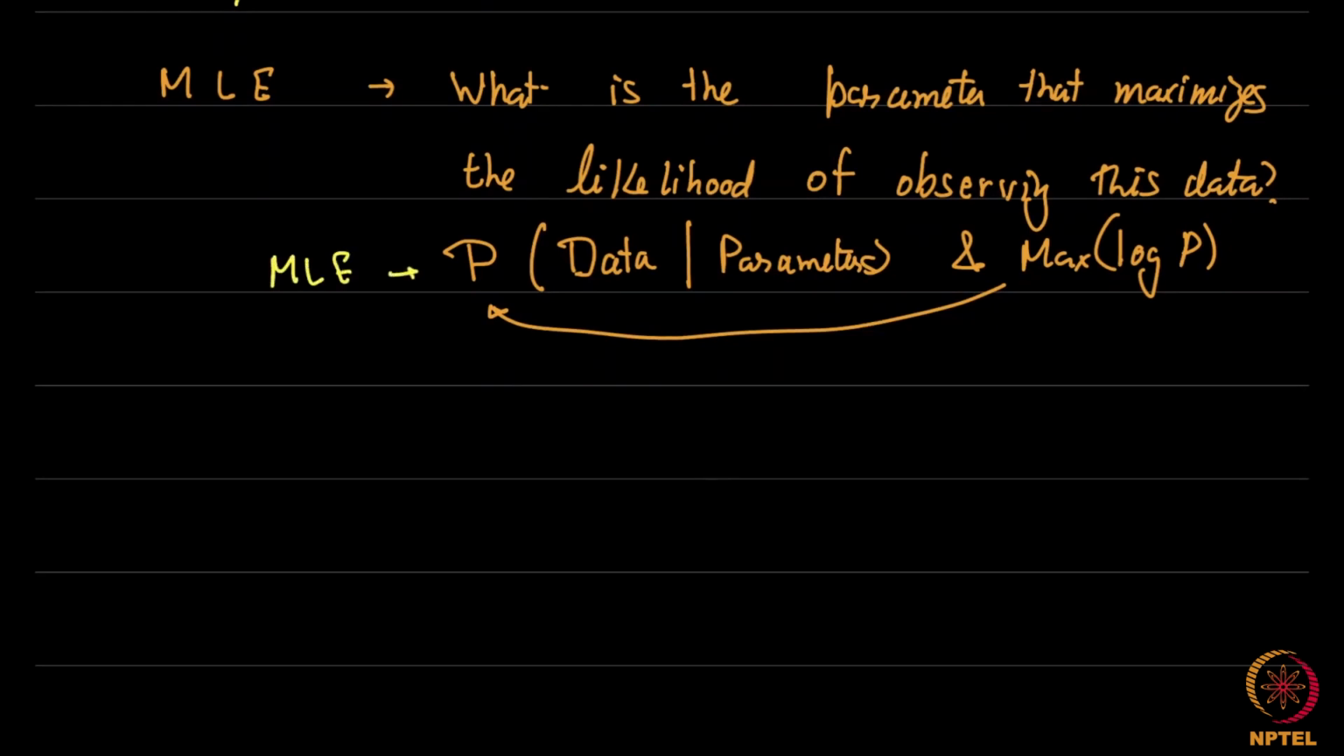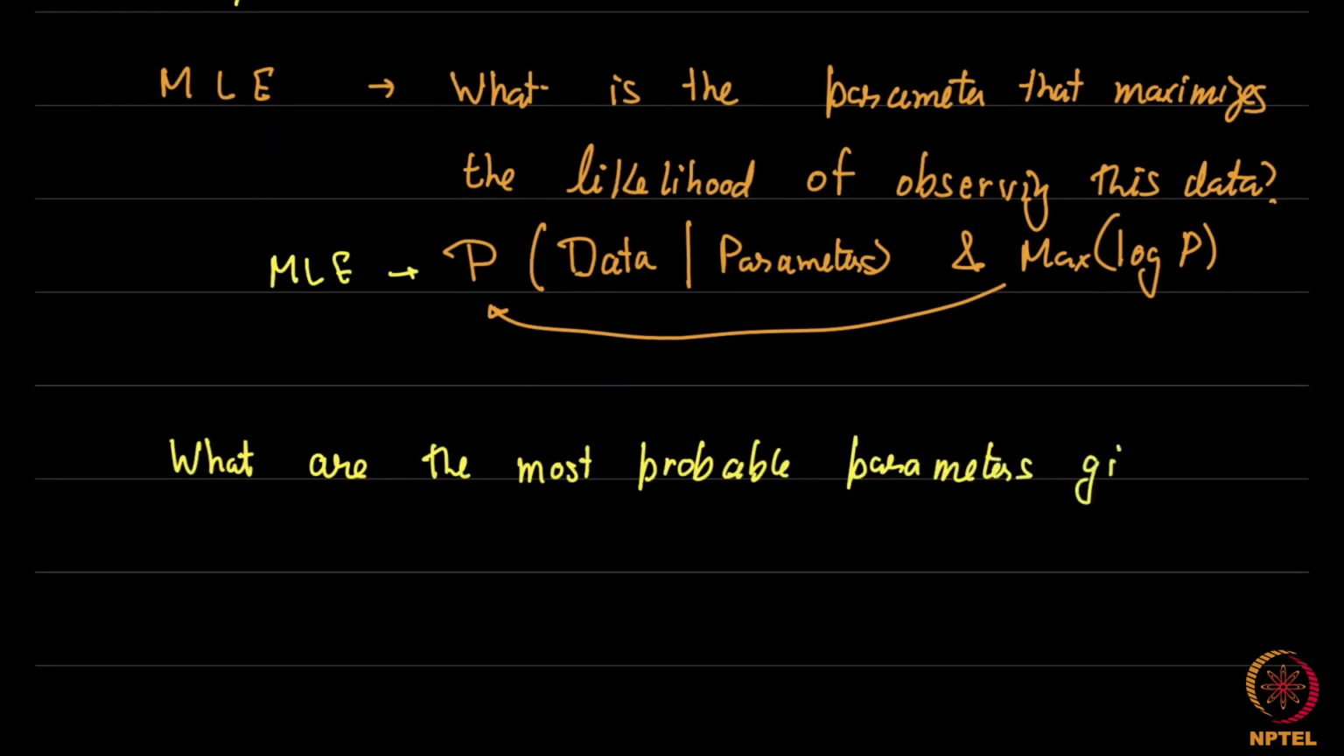Now, this is not the right question, because actually what we are asking is the other question. What are the best or most probable parameters given the data? Okay, so if you see this, the dependency is flipped. We say, okay, I am given the parameters. How can I generate, or which is the set of parameters that generates this data in the most probable sense?